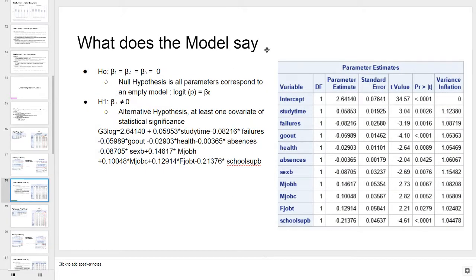So what does my final model for math essentially say? Basically, for every point unit increase in each of my dependent variables, I have the parameter estimate percentage increase or decrease in my G3. This is percentage increase and decrease because I am using a log transformation on G3.